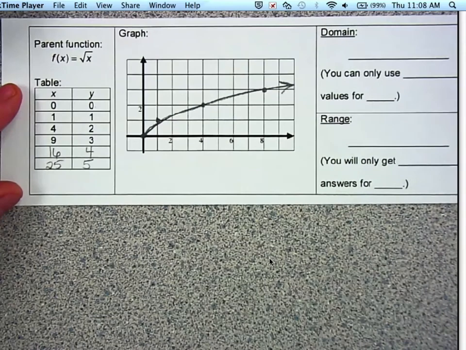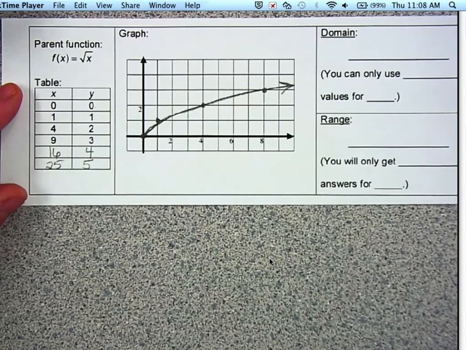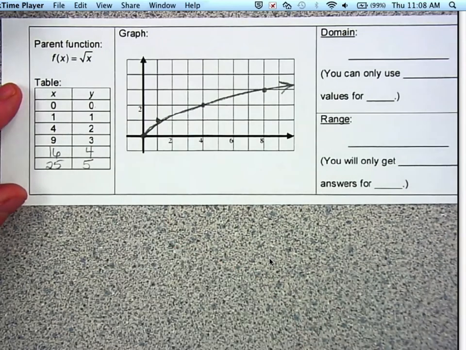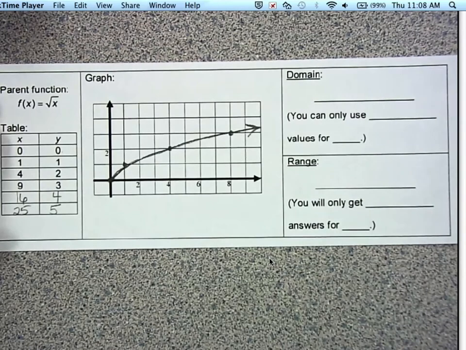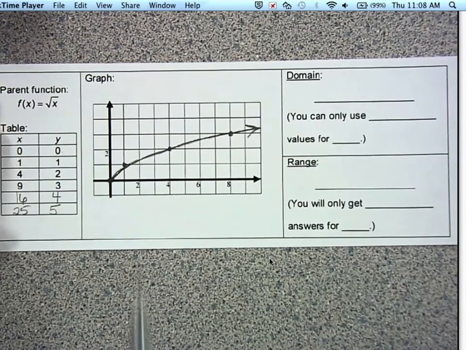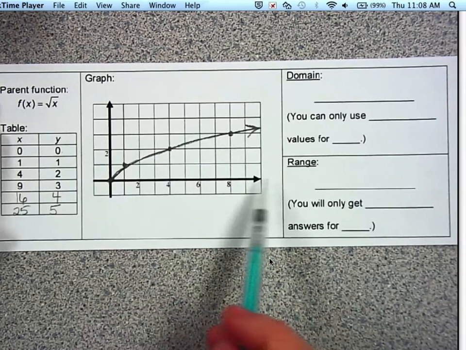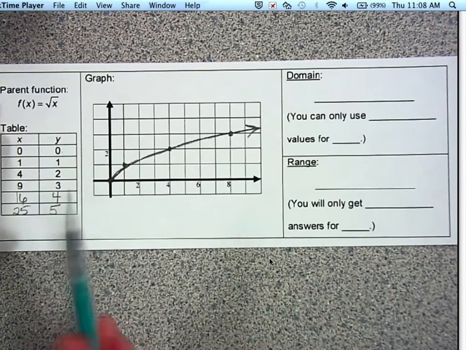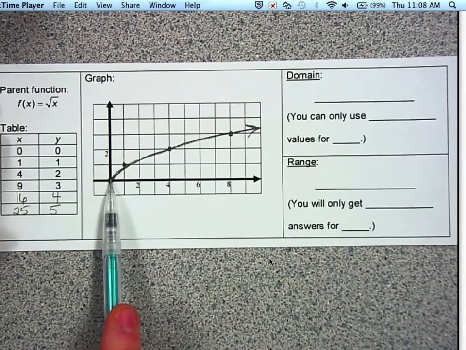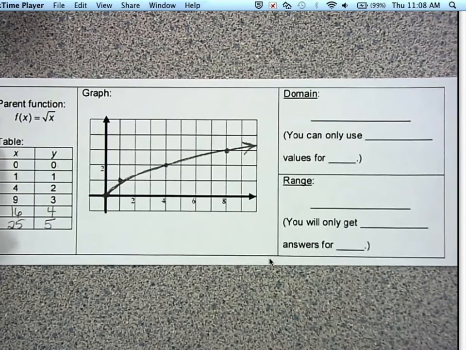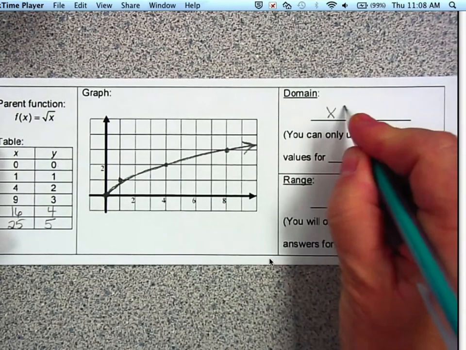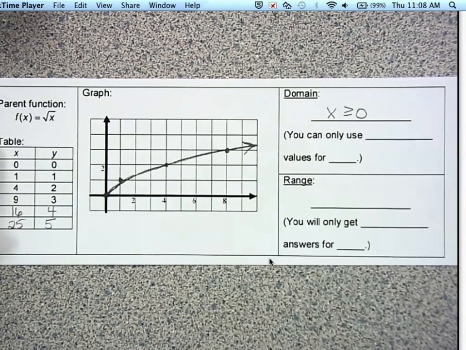And the parent function starts at what point? 0, 0. Now we're going to find the domain and range of this parent function. Domain is left to right, so where does it start? On the left, 0. And does it keep going to the right? Yes. So how could you write the domain for that? x is greater than or equal to 0. Good.